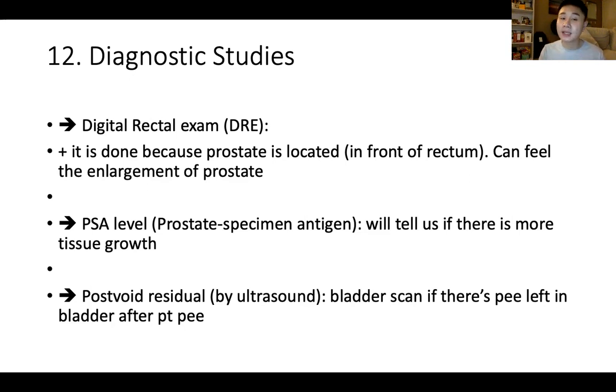Next, we have PSA level. PSA level is prostate specific antigen. This will tell us if there's more tissue growth. So this is a crucial test for someone who has BPH. The higher the PSA level, the more indicative that the patient is having BPH. Then we check post void residual by ultrasound. This means that they will scan the bladder of the patient to see after they pee, is there anything left in the bladder after they pee? Did they empty the bladder completely or is there still fluid inside? Meaning that there might be obstruction from the BPH that is preventing them from emptying the bladder completely.